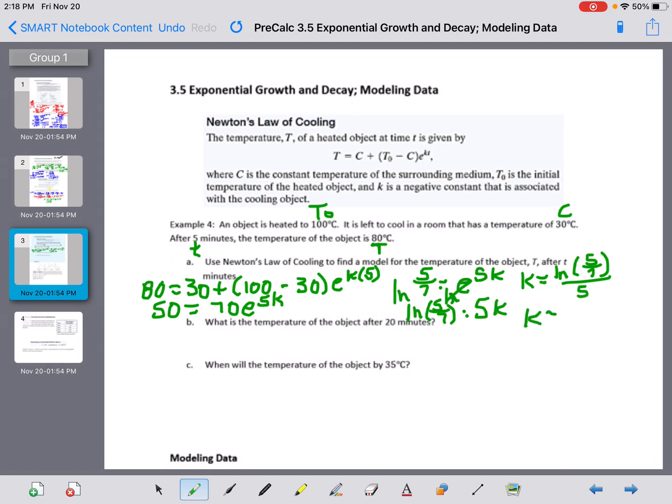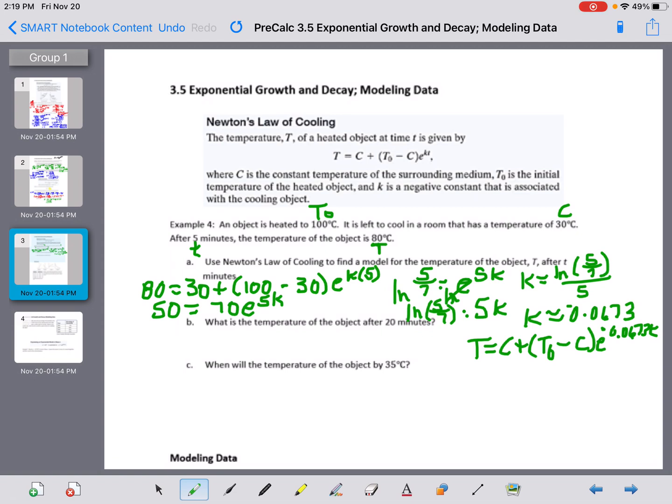All right, run that through your calculator. Remember to close your parenthesis after the 7, right? So the natural log of 5 divided by 7, divided by 5. I get a negative, which is good. That's what we were supposed to get, negative 0.067. I'm going to round to 3. Okay, so my model is my equation with that k in it. So T equals C plus T sub 0 minus C, times e to the negative 0.0673 to the t power.